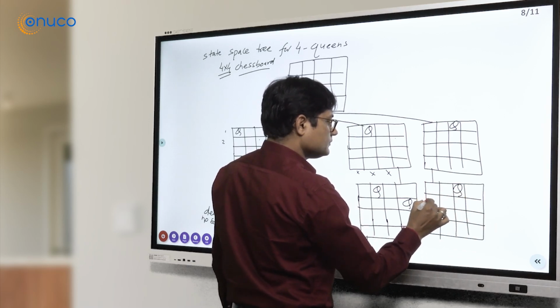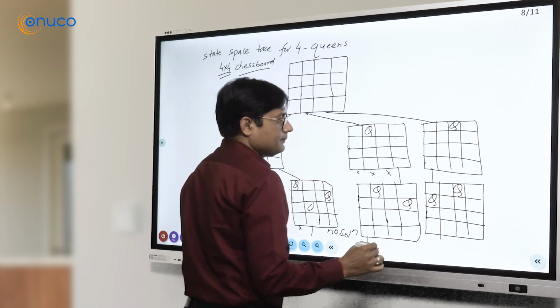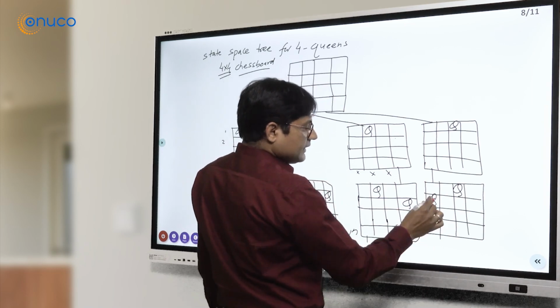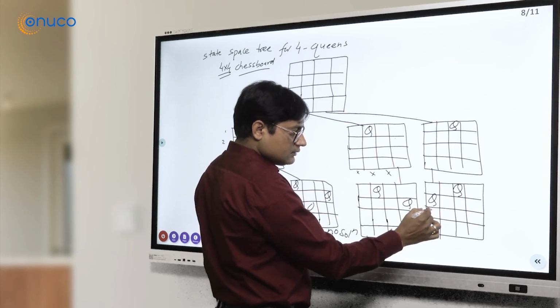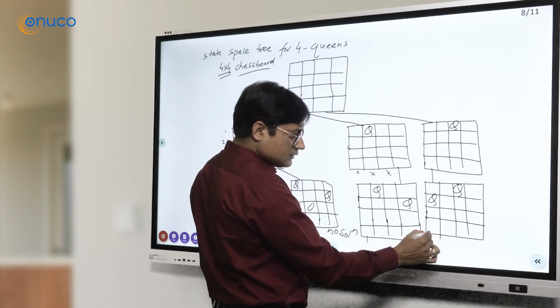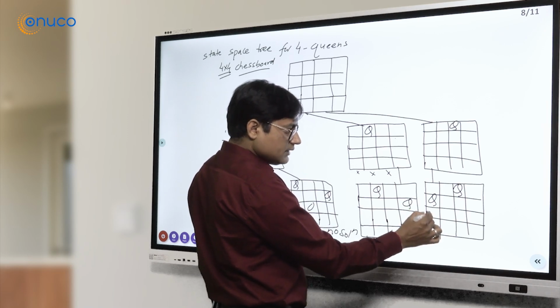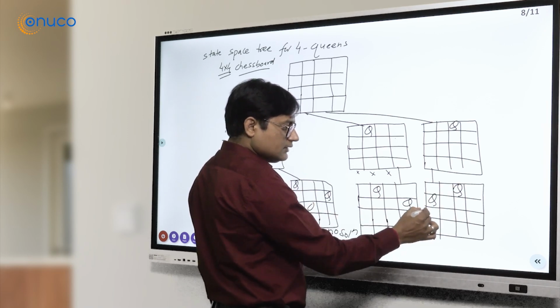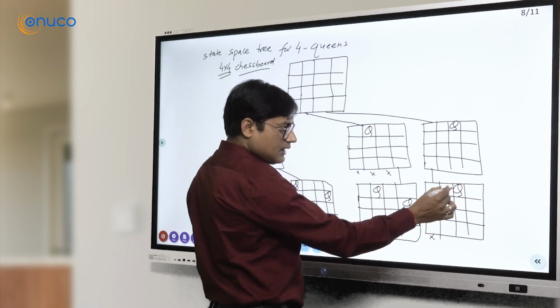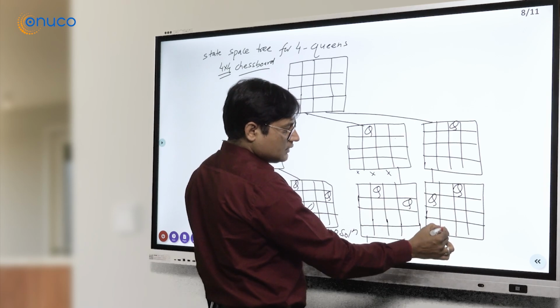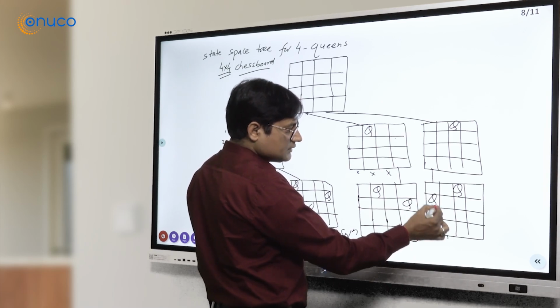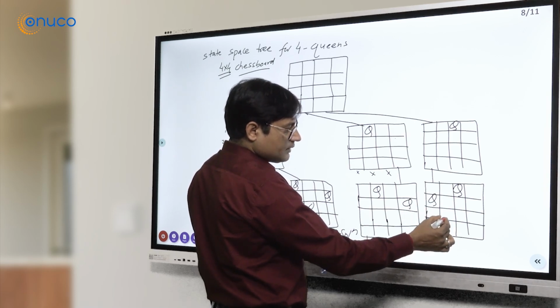First queen, second queen. Alright. Now, second row is done. In the third row, can we place the queen here in the very first position? No, because it is in the same column and it comes in the same diagonal of the first queen. Can we place it here? Yes. This place does not come in the same row or same column, right?